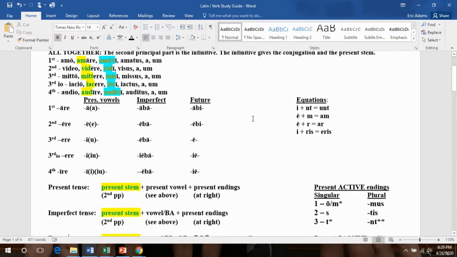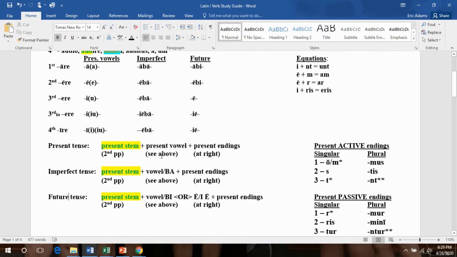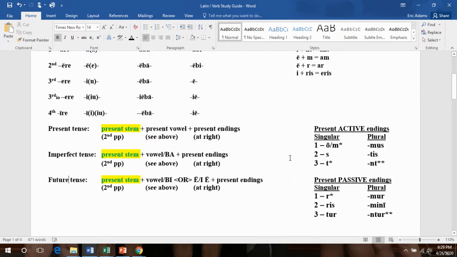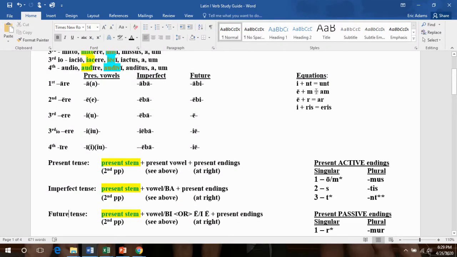To that stem, for all of them, you are then going to be adding something that obviously indicates which tense it is, and then they are all going to share endings: o or m, s, t, mus, tis, nt, and r, ris, tur, mur, mini, ntur. Please remember that if there's an asterisk by them, those might be involved in the equations that you remember here: i plus nt, unt. The Romans don't make them say int, they make them say unt.